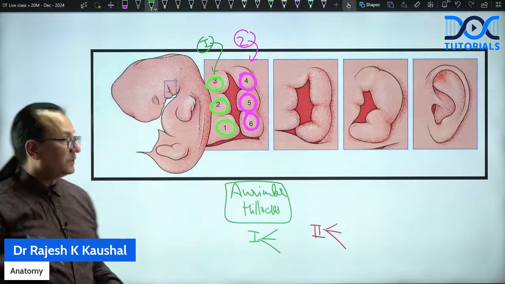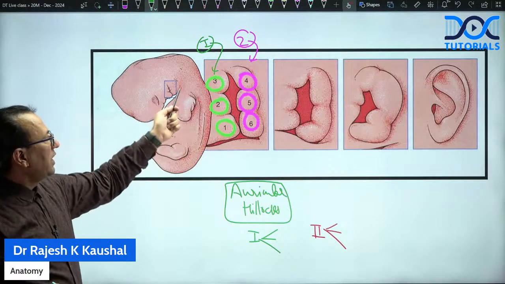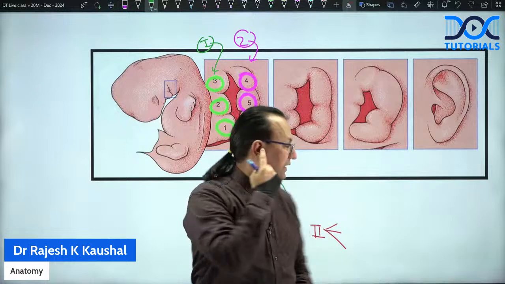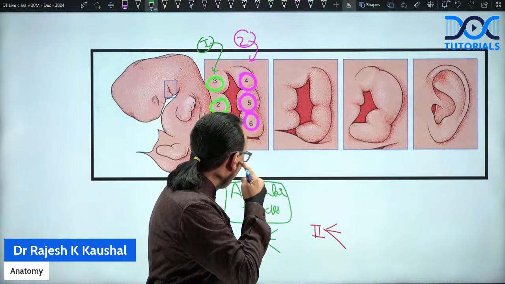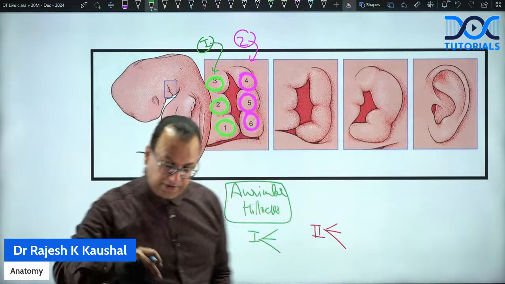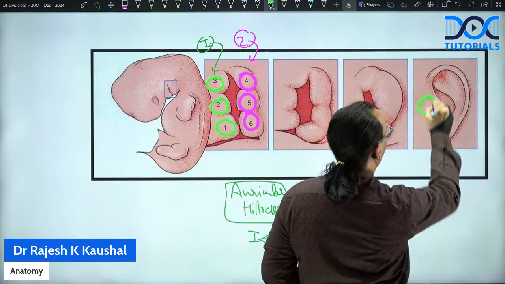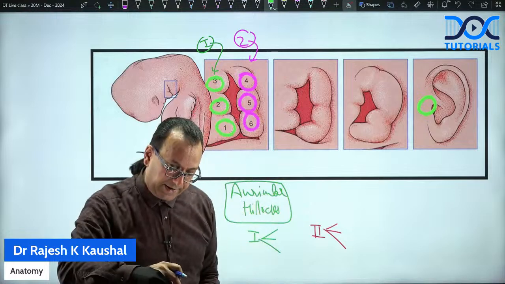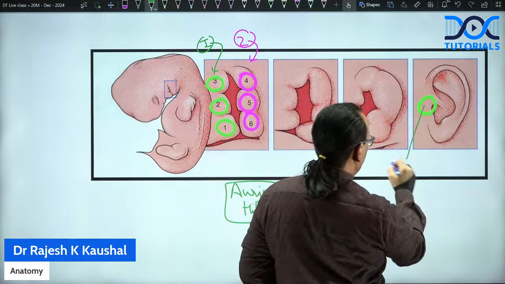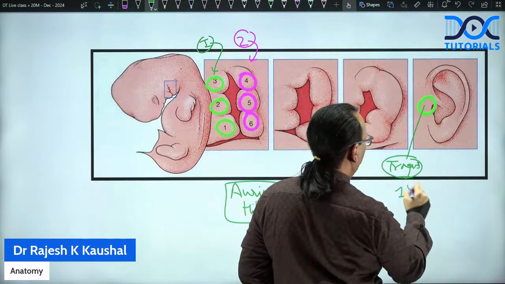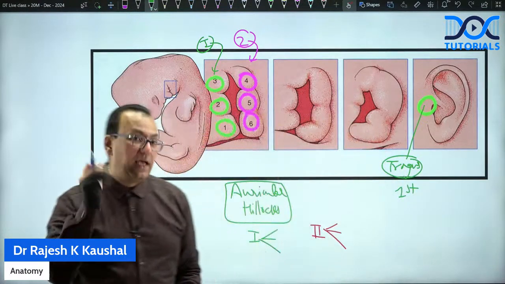Now the other thing is, you have got arch 1 and arch 2 giving 6 auricular hillocks, and the auricle is formed, but who will form the tragus? Which arch forms the tragus? Remember, the tragus is formed by the first arch. Now if the tragus is formed by the first arch, or the first auricular hillock, what about the ear lobule?